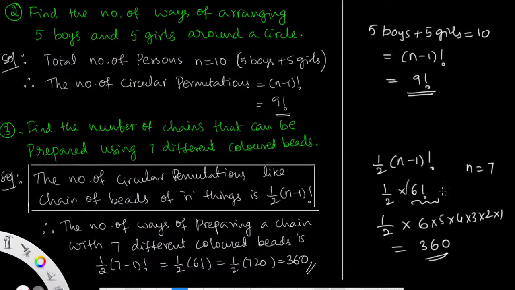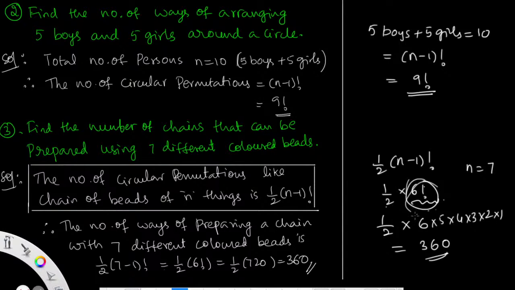The total value is 720, and 720 by 2 is nothing but 360. That is the number of ways chains can be prepared using 7 different colored beads, that is half into (n minus 1) factorial. Substituting n equal to 7, that is half into 6 factorial. Don't strike off the 2 3s. Factorial is there, so you write it as 6 factorial always.